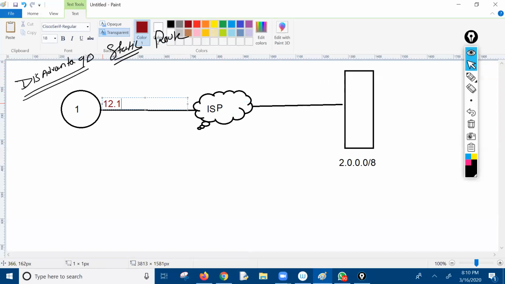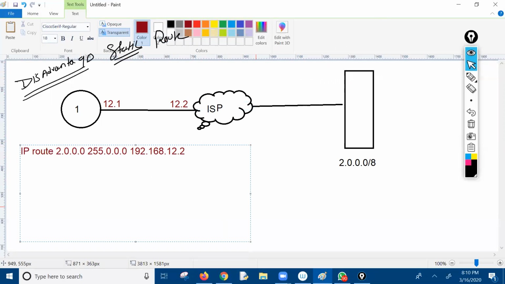This my link is 12.1 and this link is 12.2. Perfect. And I give the one static route towards the server. I said IP route 12.2. So we have defined the route, and after defining this route, what happened? The router is going to maintain this routing table.